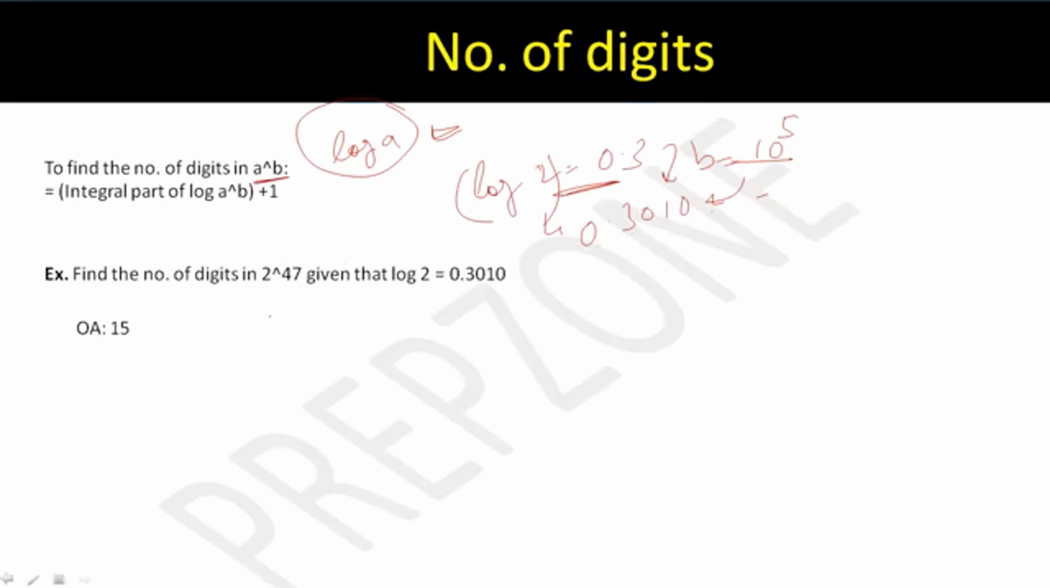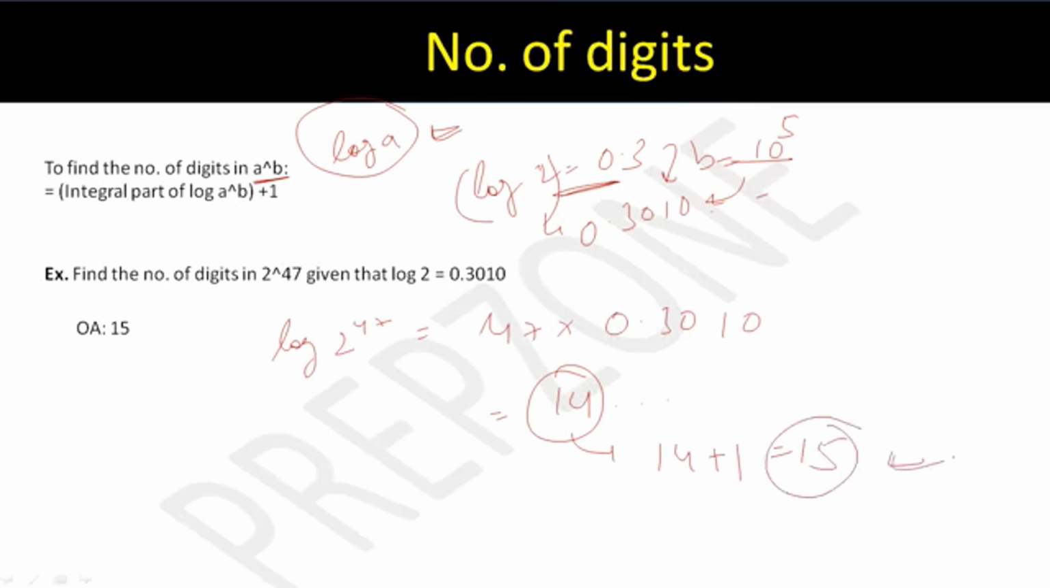Integral part of log 2 to the power 47. So log 2 to the power 47 is 47 log 2. The value of log 2 is given, 0.3010. I will just multiply this. The value will be something like 14 point something. So the integral part is 14. So the final answer will be 14 plus 1, which is 15. That's all.